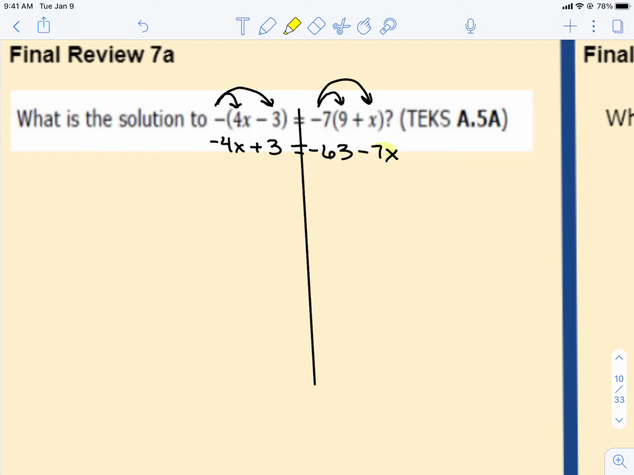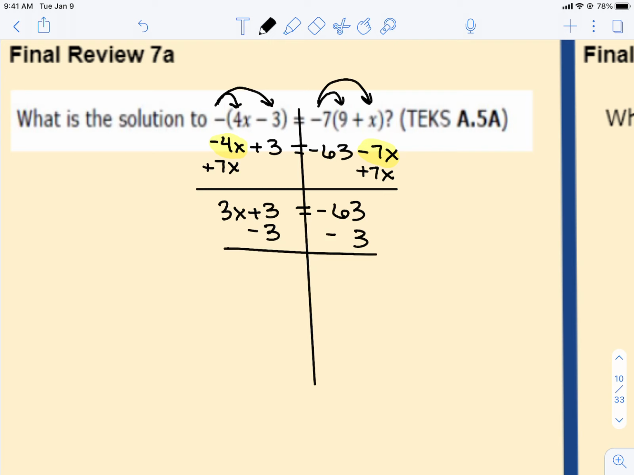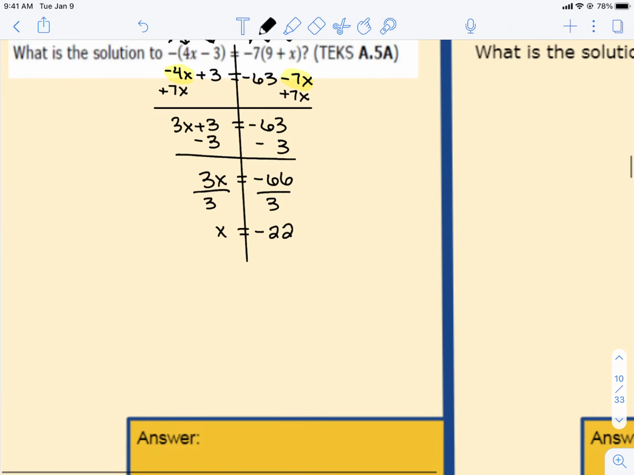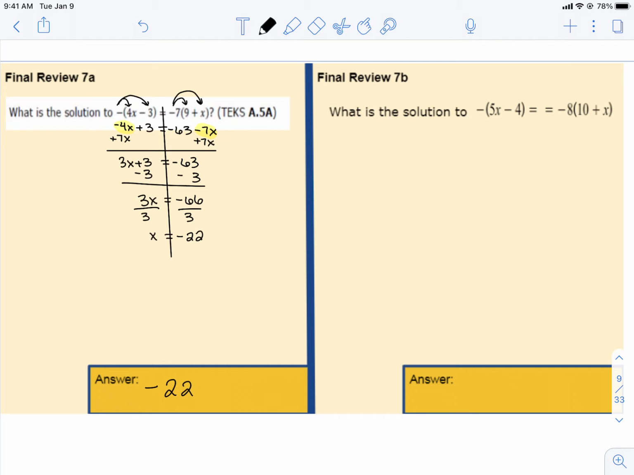If you notice, I have x's on both sides of the equation. I want them on just one side, so I'm going to move over the 7x to get my x's on the left side, because I feel like that's what y'all like the most. So when I do that, it gives me 3x plus 3 is equal to a negative 63. So I need to get x by itself, so I'm going to subtract 3 from both sides. When I do that, I get 3x is equal to a negative 66. Then I need to divide by 3, and x equals a negative 22. So when we're typing this in, we're just typing in the number negative 22, no x equals. Okay, not too bad.